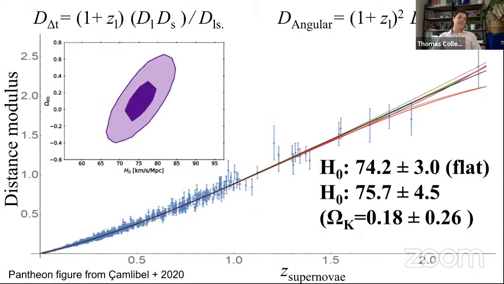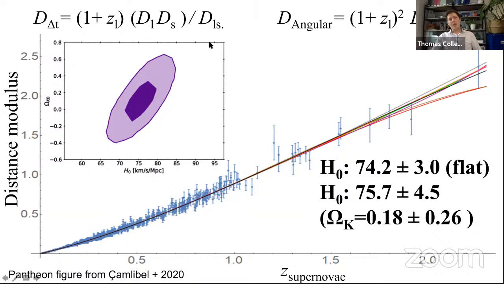The reason for this is, I'll unpack this slide in a minute, these time delay distances are proportional to this ratio of 3 distances. And so basically you have degeneracies that crop in here between the cosmological parameters. The leading term is H0, because all of these angular diameter distances are proportional to 1 over H0, but there is some cosmology hiding in here.